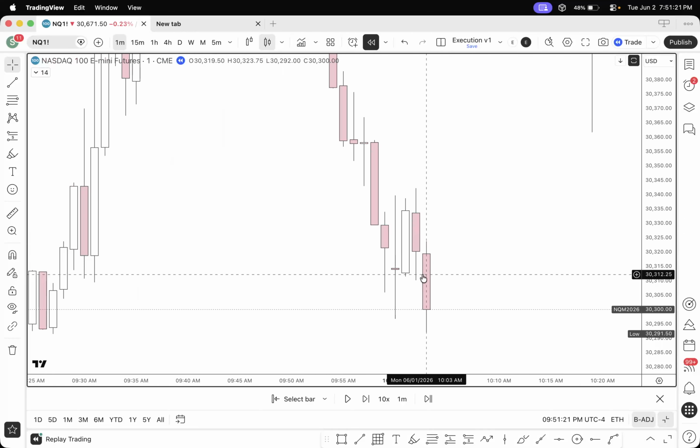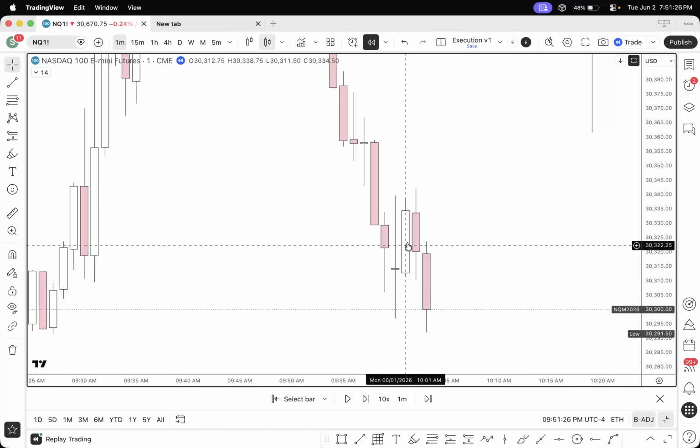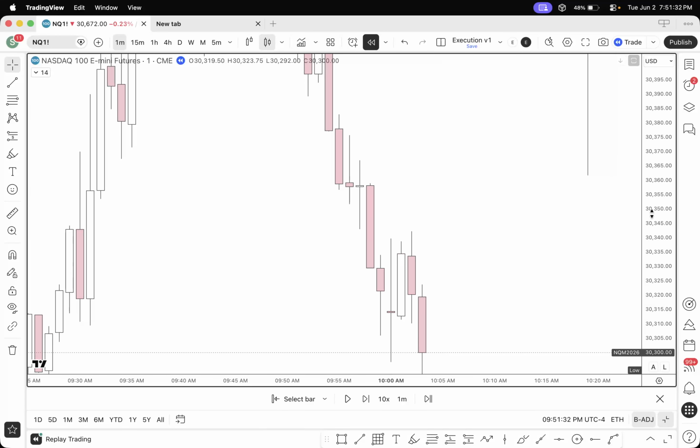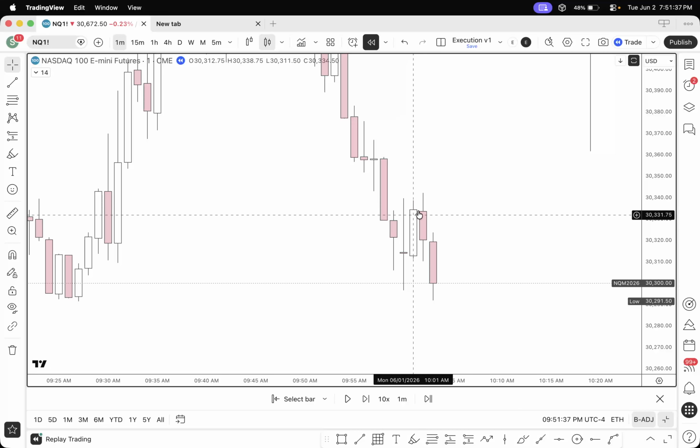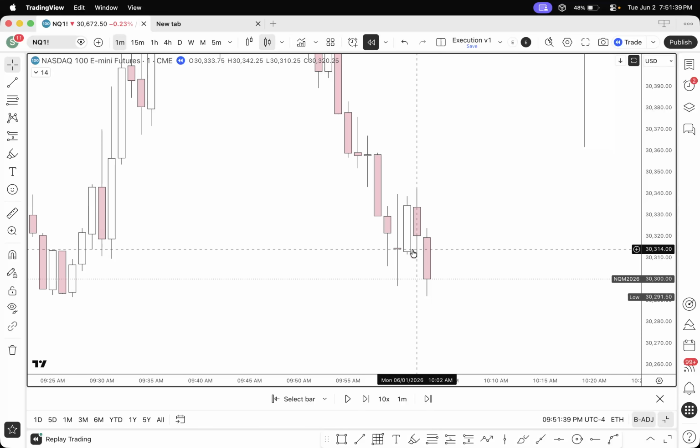And for a bullish candle right here, look at this, right? The price opens here at 30312 and then it closes at 30334, right? So it makes sense. Price is going higher because of supply and demand. We see that price basically shows us that it's going higher, right? So price shows us that more people are willing to buy, right?